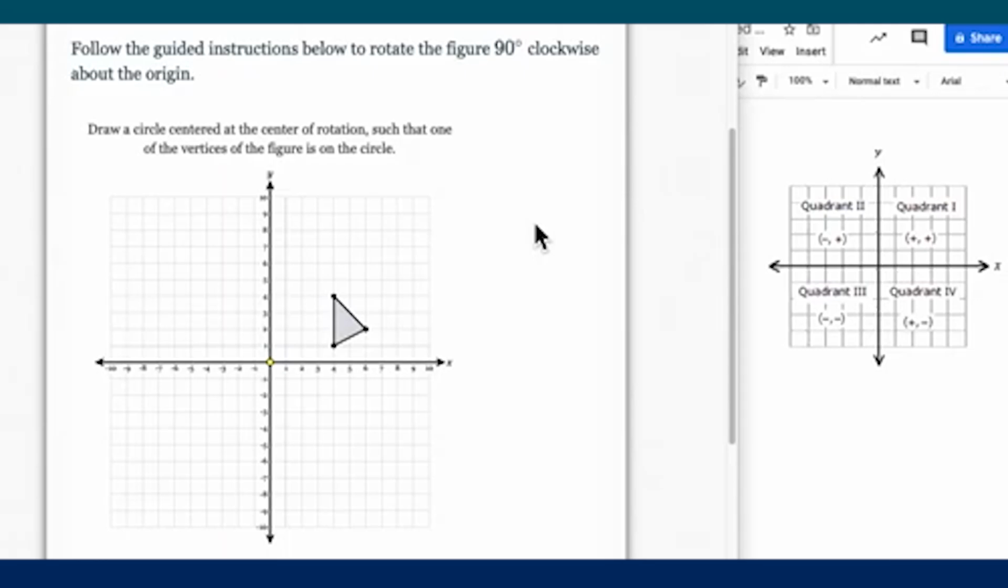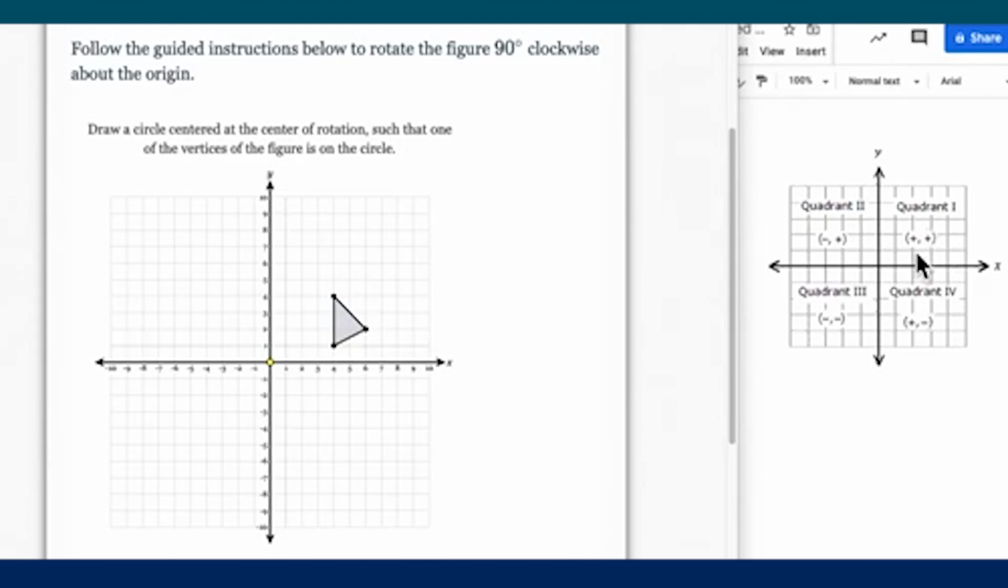We are going to rotate a figure 90 degrees clockwise about the origin. I'd like to take a minute to discuss the coordinate grid and talk about its 4 quadrants. Notice the quadrants of the coordinate grid are labeled in a counterclockwise manner. We start here in the upper right-hand corner with quadrant 1, and then we move to the upper left-hand corner, quadrant 2. Down beneath is quadrant 3, and here is quadrant 4. And the quadrants are labeled in a counterclockwise manner.